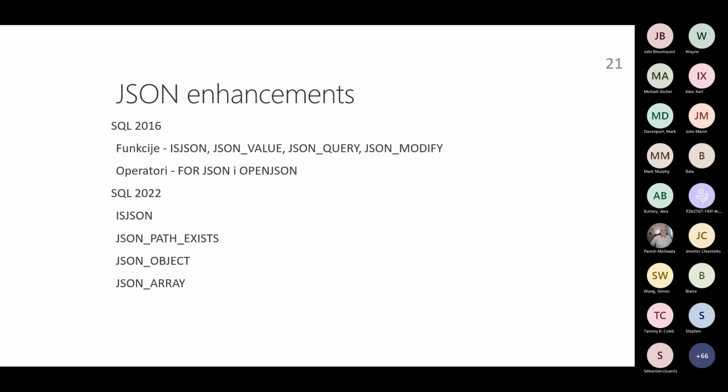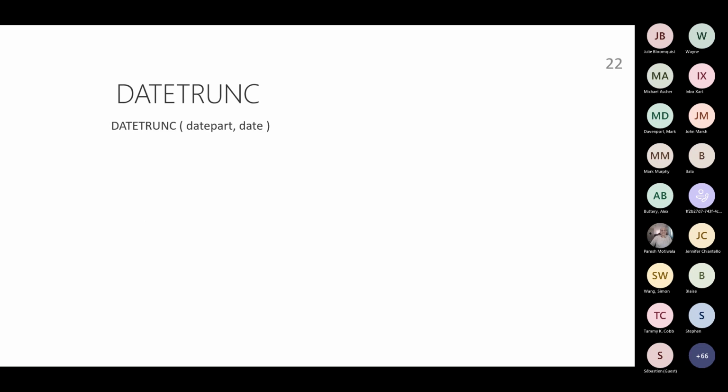The first one is is JSON, which tests whether a string contains a scalar, object, or array. JSON path exists tests for the existence of a specified SQL JSON path expression in a JSON document. JSON object allows you to construct a JSON object from SQL data, while JSON array allows you to construct a JSON array from SQL data. I actually have a whole presentation about JSON in SQL of more than 1 hour, so maybe next time we will talk about that. And the last new function introduced in SQL Server 2022 is date trunc. This function returns an input date truncated to the specified date part.